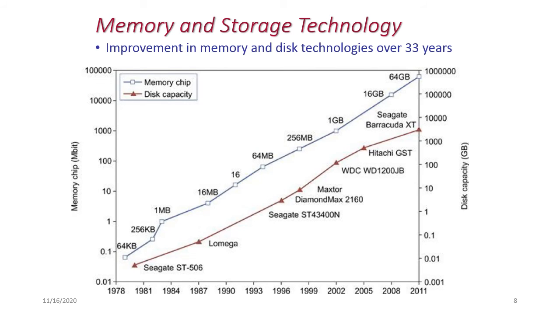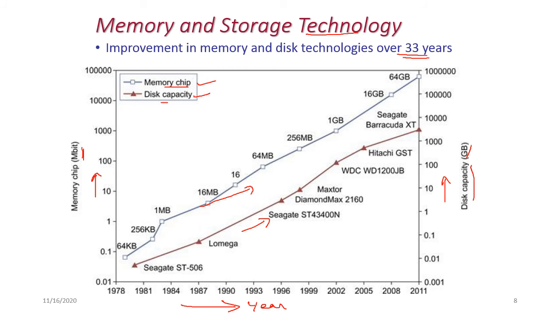This diagram explains the memory and storage technology over 33 years. Here also we have two different line graphs. The first one is memory chip and the second one is disk capacity. This is for memory and this is for disk capacity. The y-axis on the left-hand side is memory chip, the metric is megabits, and the y-axis on the right-hand side indicates the disk capacity, which is in gigabits, and the x-axis is the duration in years.